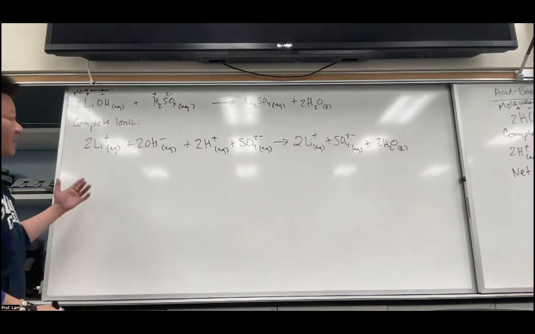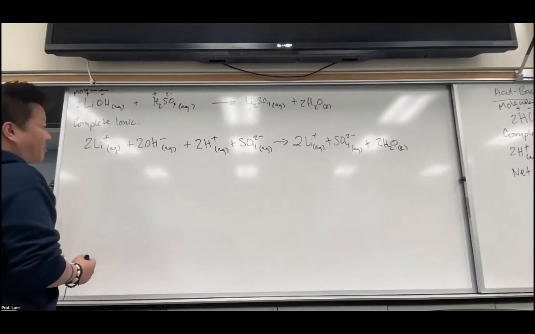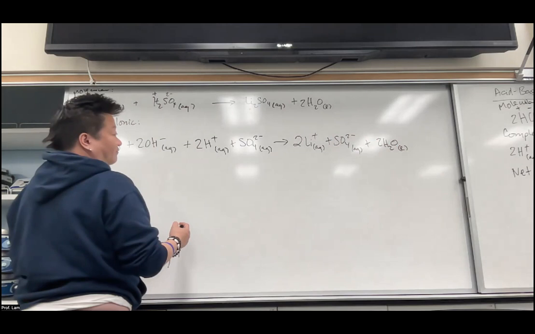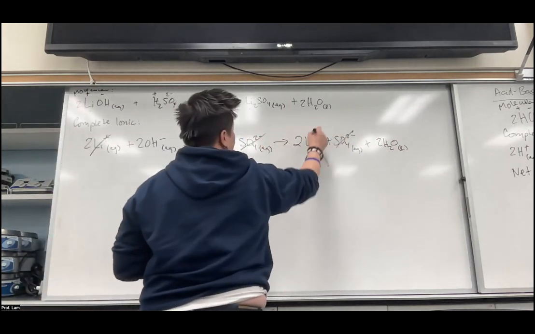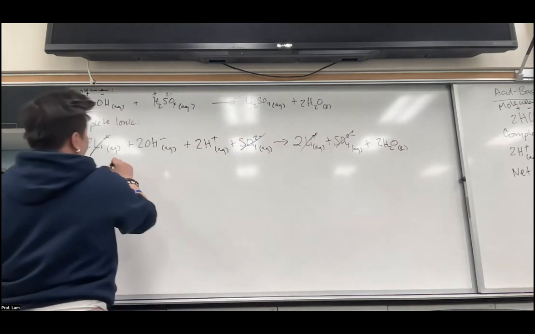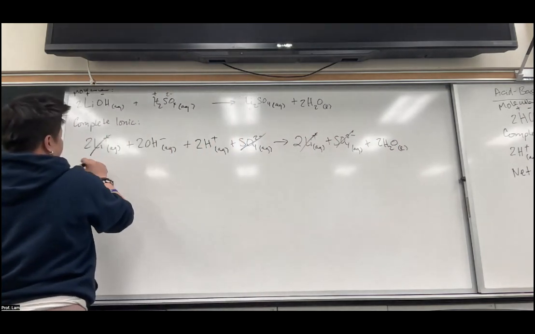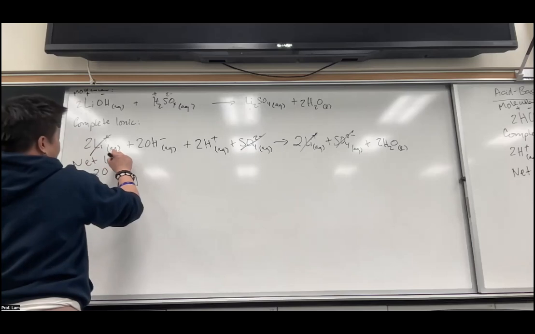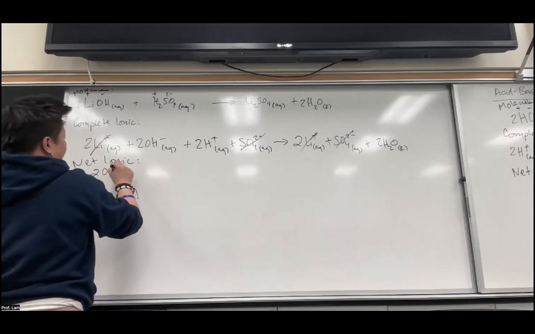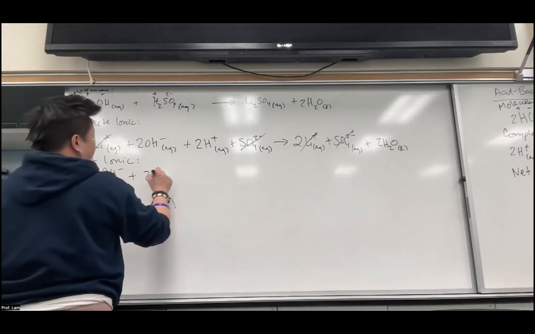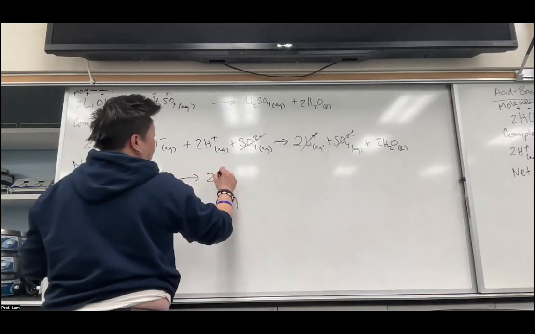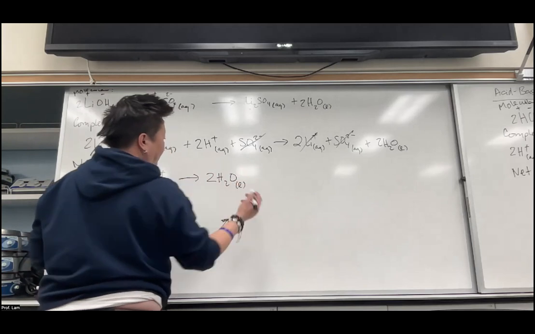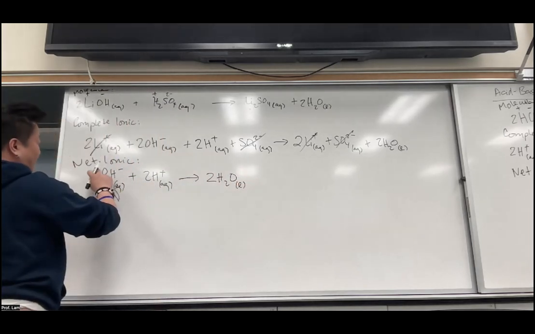Okay. And now we cancel things out that are the same on both sides. So what do we get? Sulfate is gone. Lithium is gone. And we have 2 for the net ionic, right? 2 OH- plus 2H+ goes to 2 waters again. Okay. And see these 2's in front just get canceled, right?